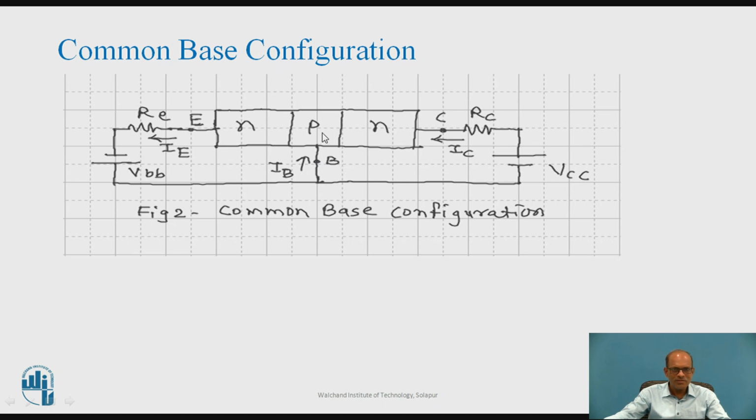And the electrons which are not recombined in the base region will reach the collector region, and they are collected by the collector, because the collector is connected to the positive potential of the battery. So the number of electrons which are recombined in the base is less than 5%, and therefore the base current is small and the collector current is large.